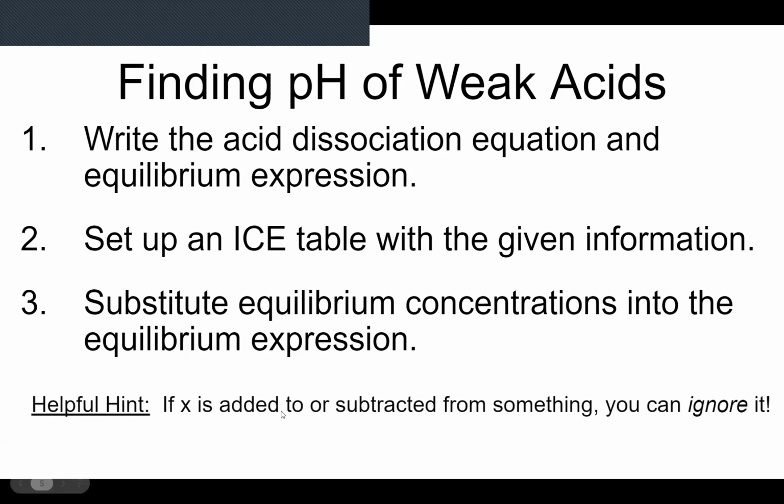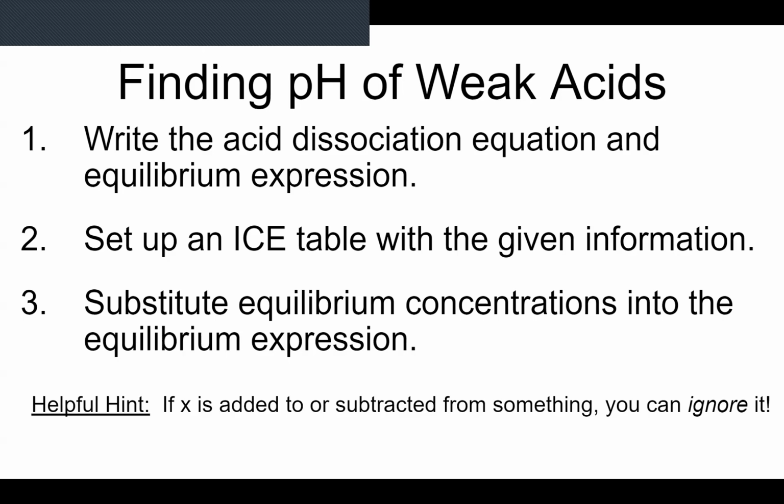Now, here's a crazy thing. If X is added to or subtracted from something, when you're doing your math, you can ignore it. The reason for that is the Ka values for weak acids are all quite small. The biggest of the Ka values that you would see are on the order of 1 times 10 to the negative 2. But then they go much, much smaller, all the way down to like 1 times 10 to the negative 10.